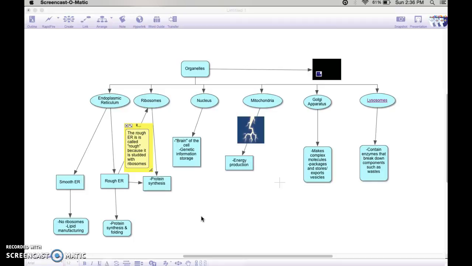Okay, today we're going to talk about organelles. Organelles are compartments within a cell that all have specific jobs, and they work together to sustain life.